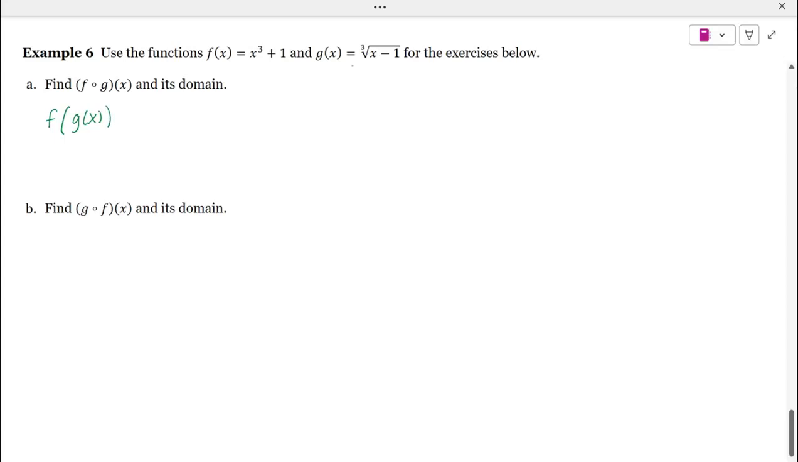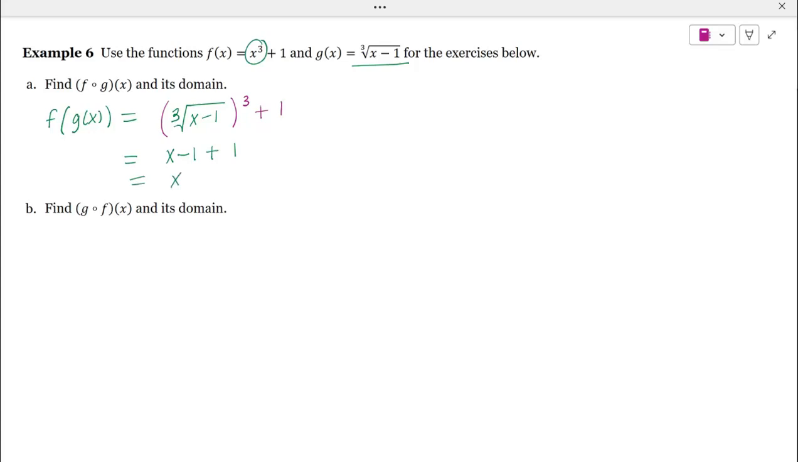So I'm going to take g and plug it in for x here. So I will have the cube root of x minus 1, that's being cubed. And then we have a plus 1 on the outside. The cube and the cube root are going to cancel each other out. So it looks like we'll have x minus 1 plus 1, which is just equal to x.